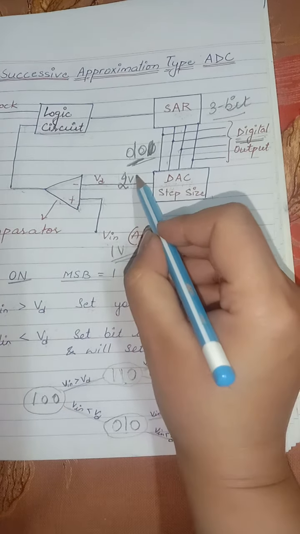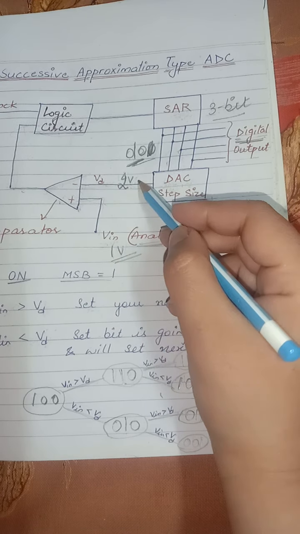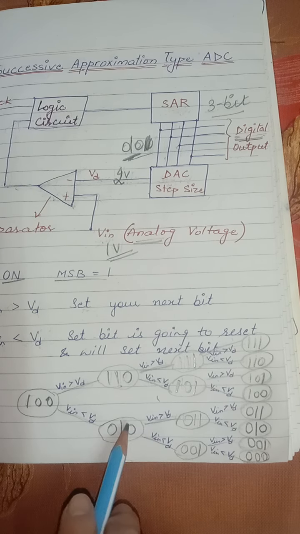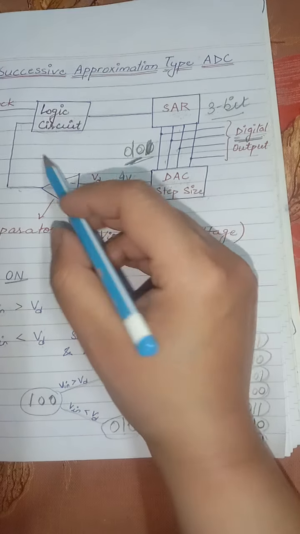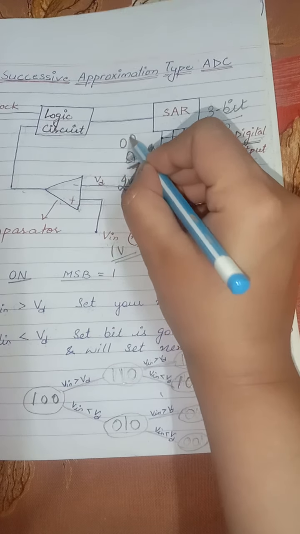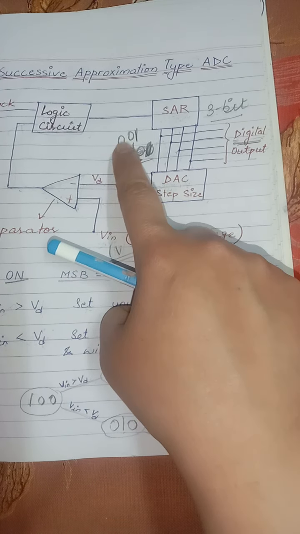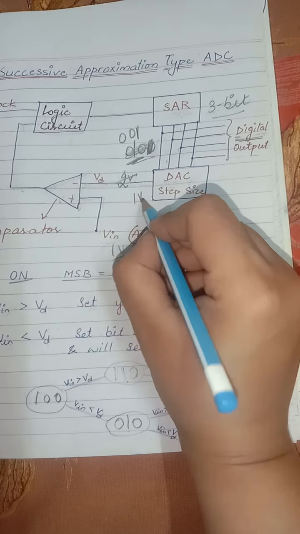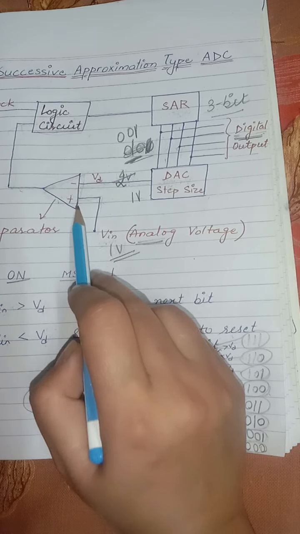Now again this comparator will compare. Again in this case it's 1 volt and it's 2 volt. Again Vin is less than Vd, so it will jump here, that is 0 0 1. Fine. That means it will now give us the output 0 0 1. Again the digital to analog converter will convert this 0 0 1 into the corresponding output, that is 1 volt. Now this 1 volt and this 1 volt will go here and the comparator will compare.